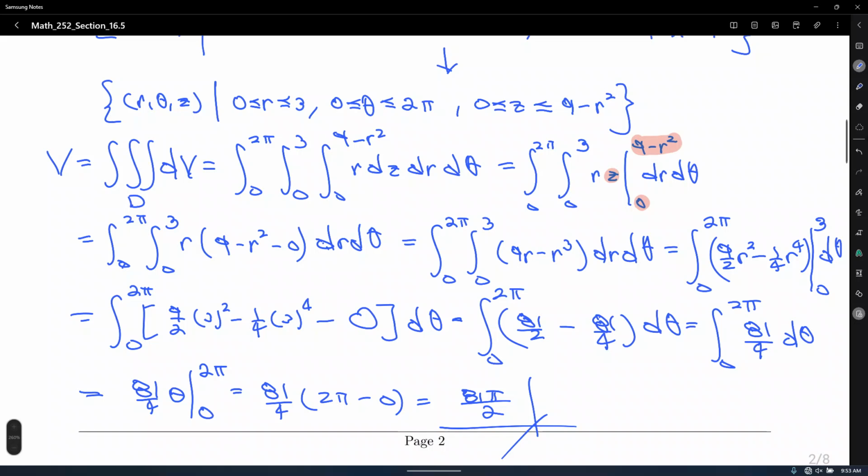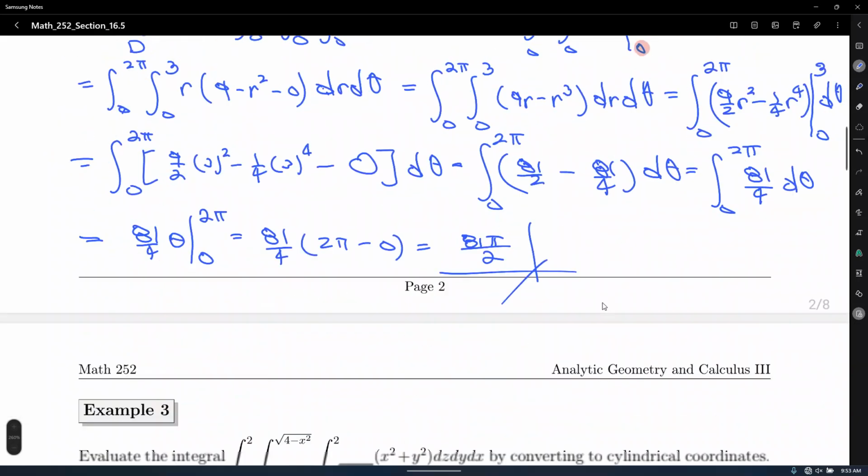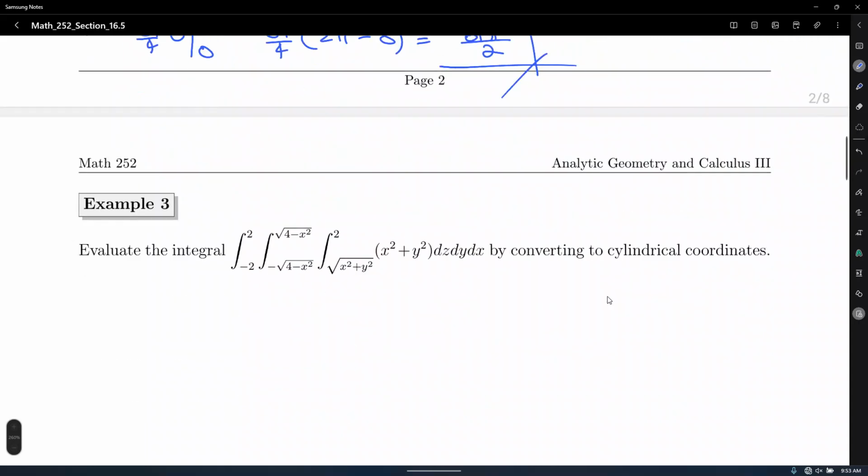Again, we want to set up another integral. Evaluate the integral from -2 to 2, from negative radical to positive radical, and from this radical to a constant, for an integrand x squared plus y squared. This integral will no longer represent volume, because the integrand is no longer just 1. And this time we're given the triple integral in rectangular, not the problem in words.